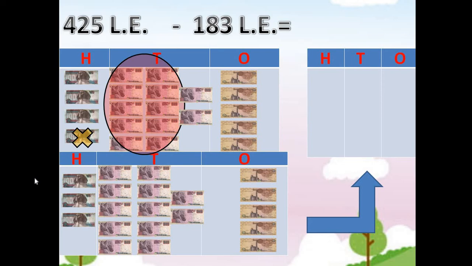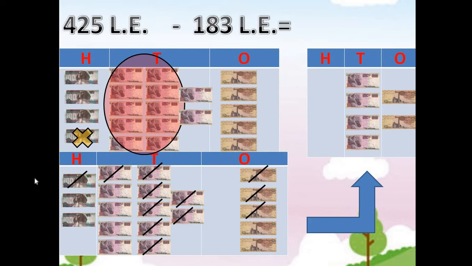Now I have to cancel 3 from the 5 ones, so I will cancel 3 from the ones, and from the tens I want to cancel 8. Now I can cancel 8, no problem in that. And in hundreds I want to cancel just 100 from here. So the rest with me will be in the ones 2 ones, and in tens we have now 4 tens, and in hundreds we have now 200. So 425 minus 183 equals 242 LE.